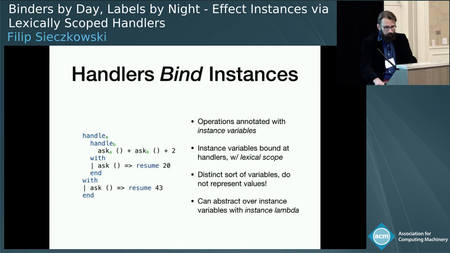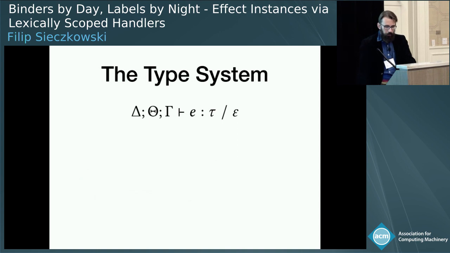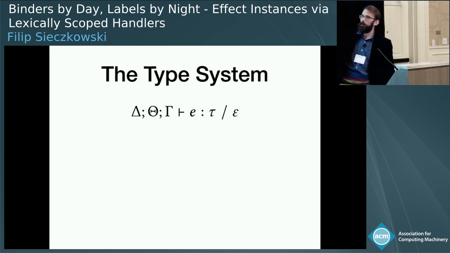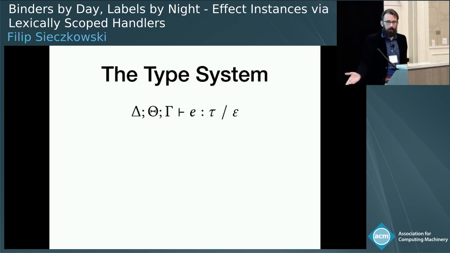So how does this work in practice? How does the type system look? Well, the judgment looks something like this. And of course, the Γ and the E and the τ and ε are quite clear. We have a variable context, we have an expression, we have a type and an effect.